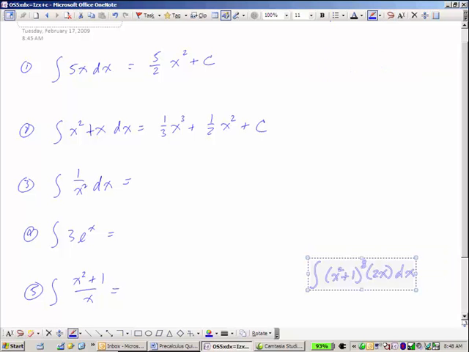Okay. If we had 3 e to the x. Can I show you the wrong way to take the antiderivative? The wrong way would be to say, all right, the antiderivative of 3 is 3x. The antiderivative of e to the x is e to the x. That's not the antiderivative.